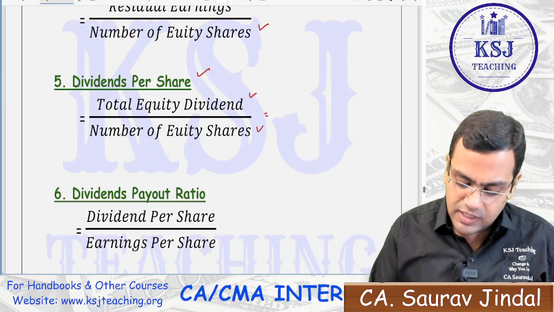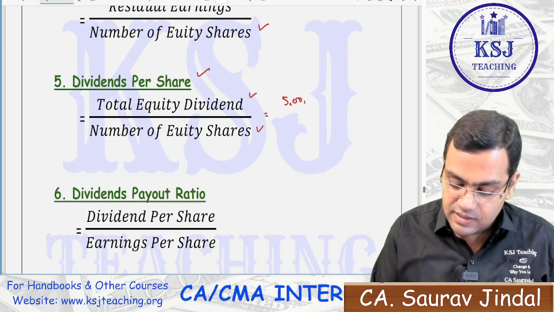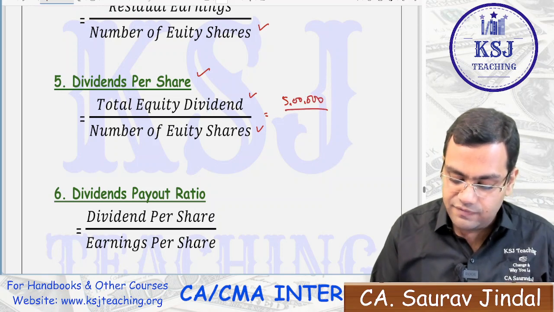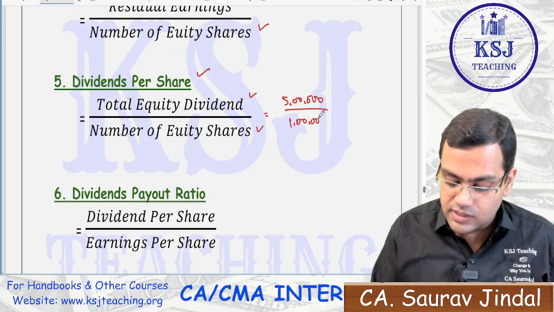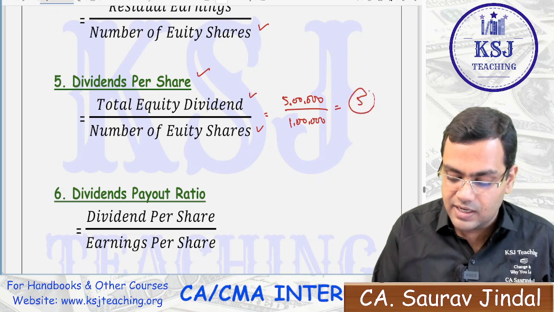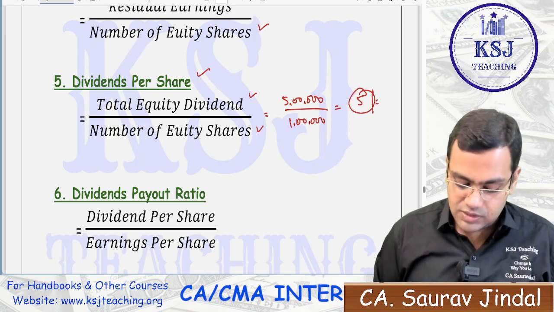That will be quite less. If the dividend is 5 lakh and the number of equity shares is 1 lakh, what is the dividend per share? Per share you are getting a dividend of 5 rupees, right?